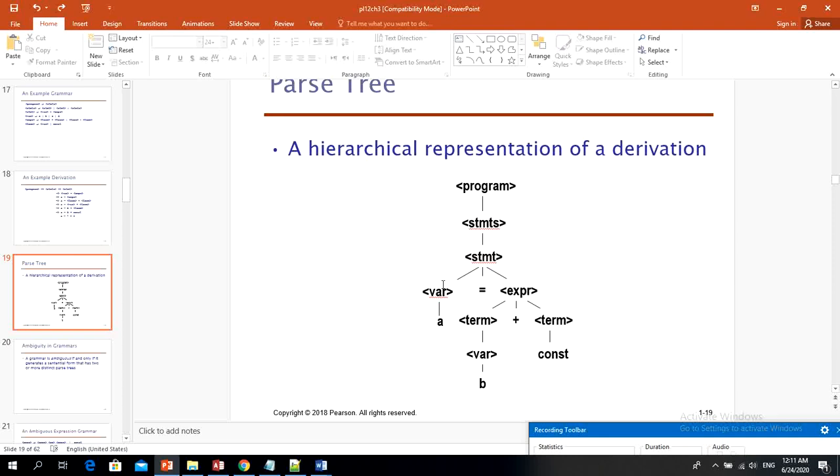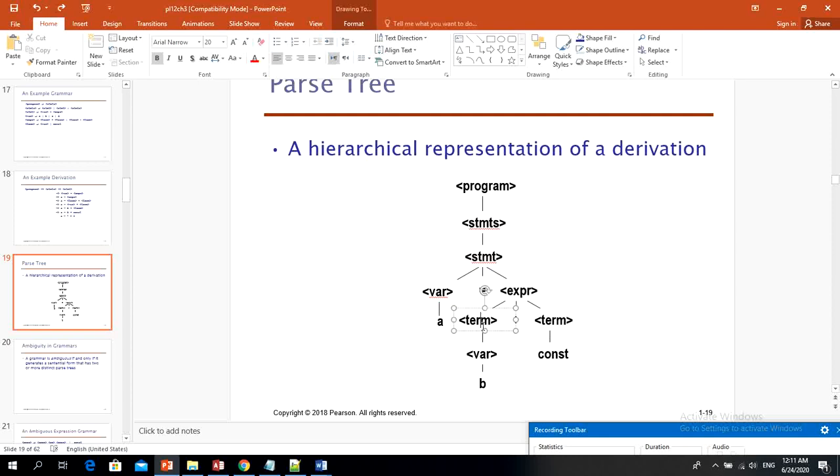Since variable could be a, then I can put a here equivalent to variable, and this expression could be expanded into term plus term, as in the rule. And this term could be a variable, and this term could be a constant. Look at the equal sign here, still there. This is the plus sign, still here. This equal is variable equal expression, so leave equal here. And this expression expanded into term plus expression, so leave the plus here.